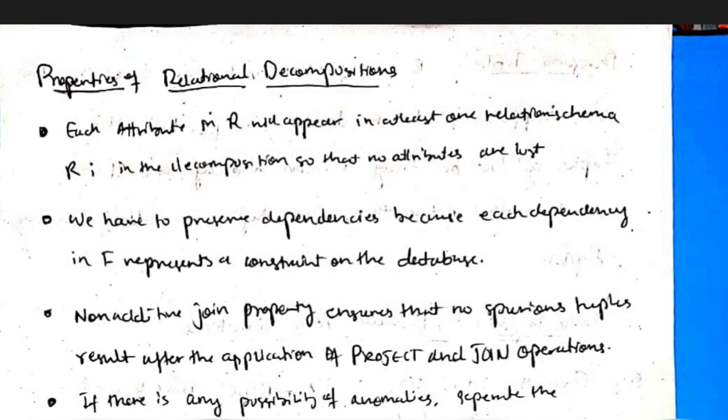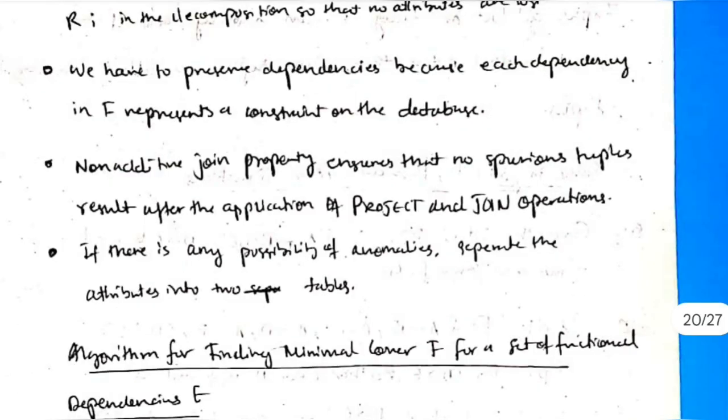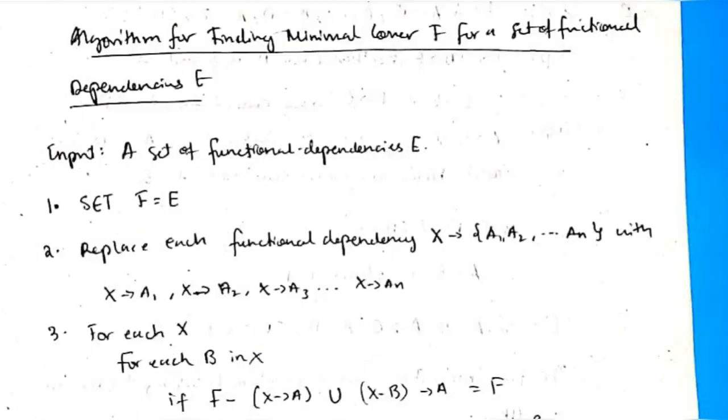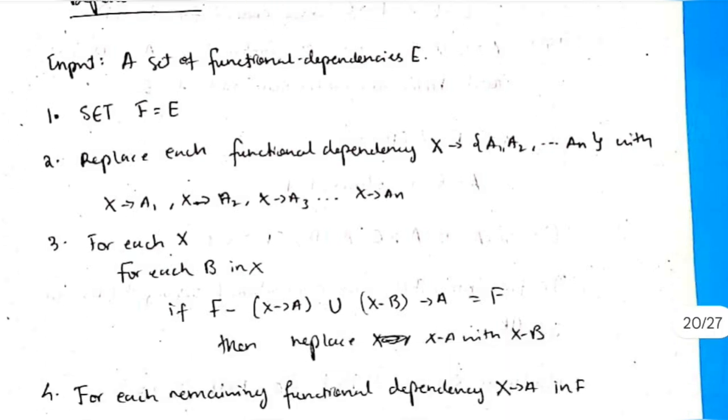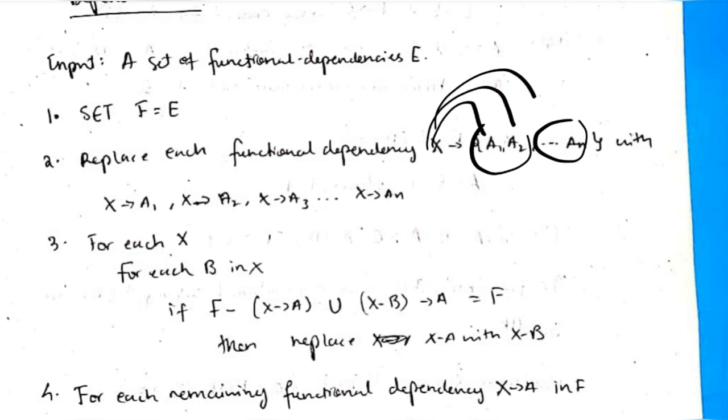And there should be no generation of spurious tuples, because those are actually non-existing tuples, which should not come in the result. And if there is any possibility of anomalies, we will be separating the attributes into two tables. Here is an algorithm for finding the minimal cover of F, the set of functional dependencies on E. First we consider the functional dependencies F equal to E. Then we have X as A1 A2 till An, and we will be separating it: X tends to A1, X tends to A2, till X tends to An.